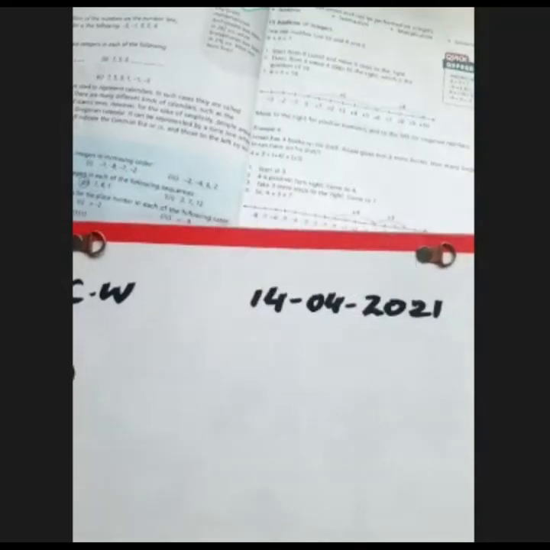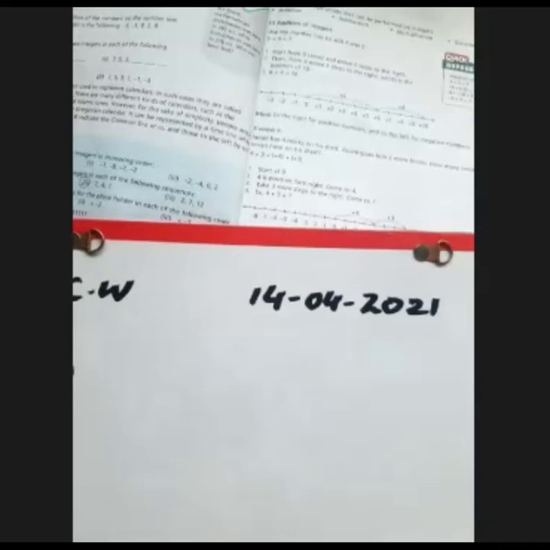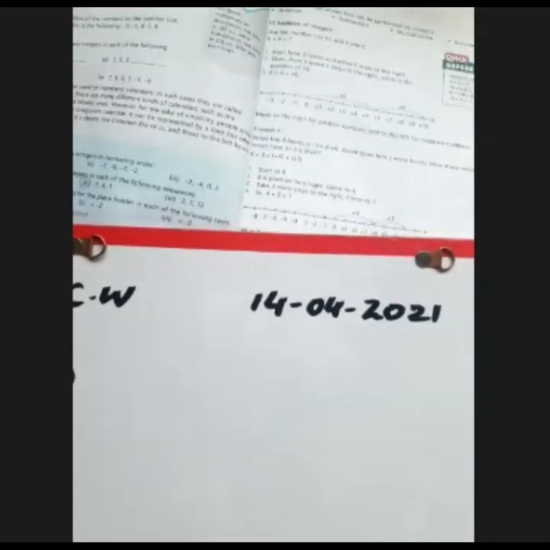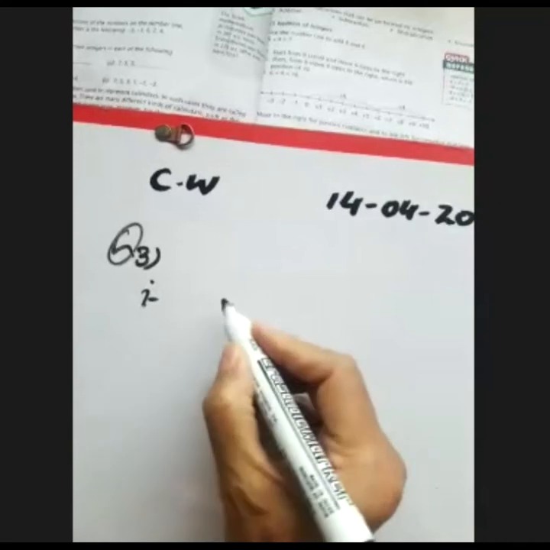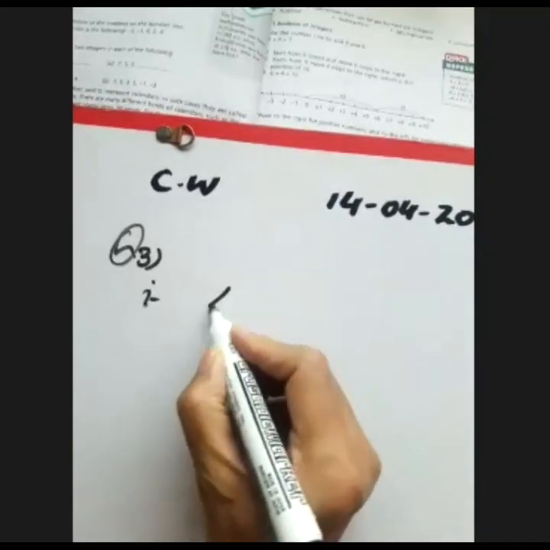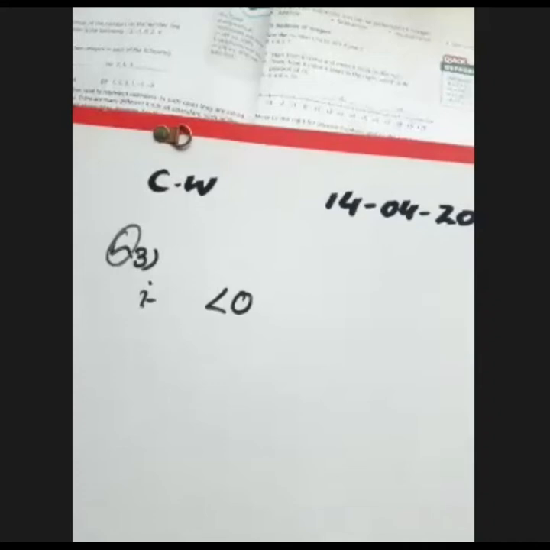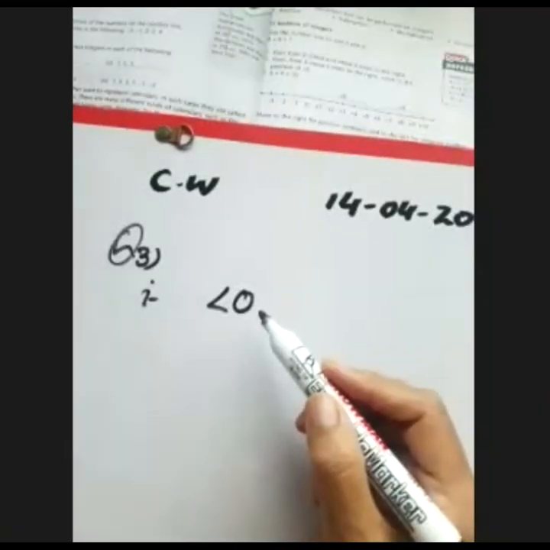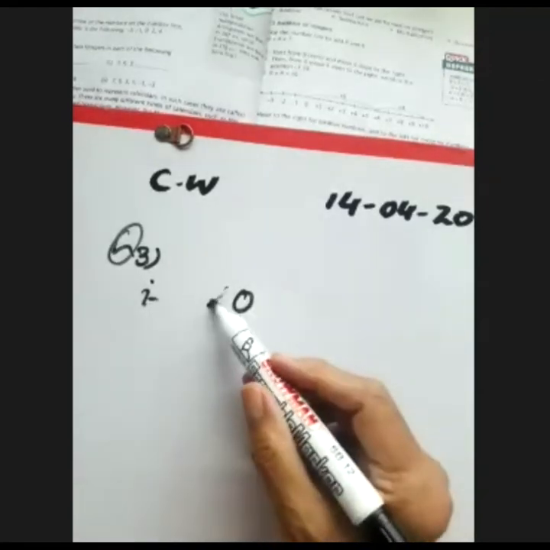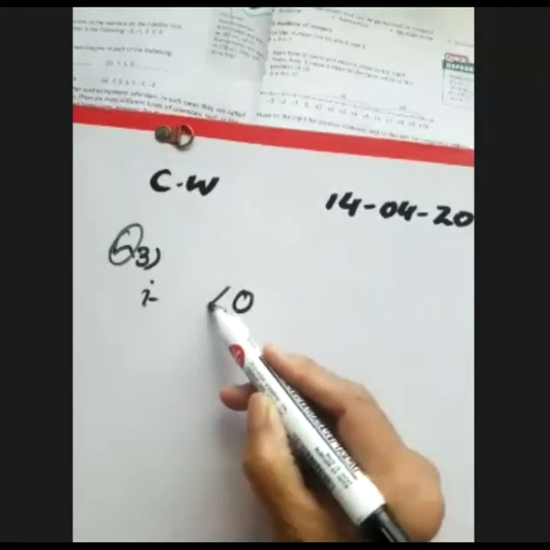Give the two possible integers for the placeholders in each of the following cases. So the first part is placeholder less than 0. You have to write down two integers which are less than 0. This is the less than sign.